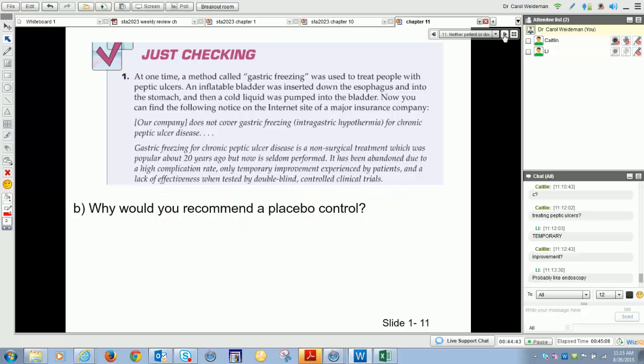Why would you recommend a placebo control? Why is it good to have a placebo control? Because you need this to do the blinding. Okay, if you're going to have blinding, you need to have a placebo. So these two words are always going to go together. Placebo control means it's blinded. Always going to go together like that.